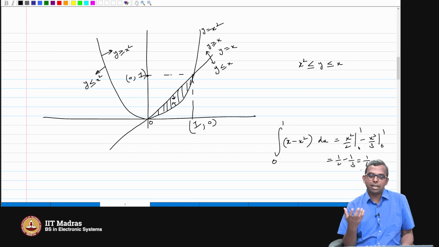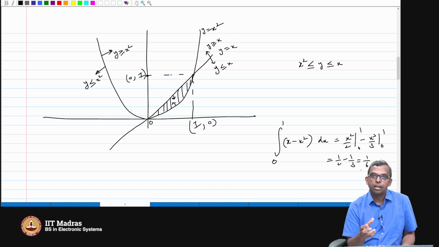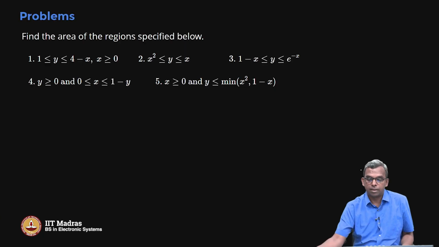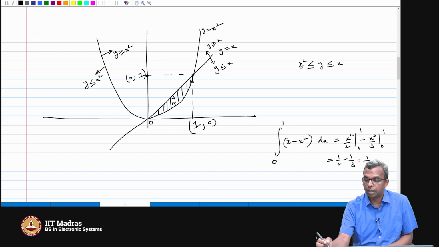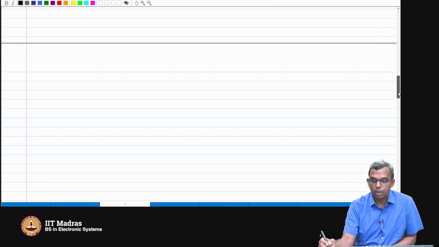So, to me, I think the trick is to draw this region correctly, and the other things work out quite easily. So, you have to pick up this talent of being able to draw these regions. Okay. So, I am going to skip the 4th and 5th, or maybe I will do one of those two. So, let me do the 3rd also. 3rd goes as y greater than or equal to 1 minus x and less than or equal to e power minus x.